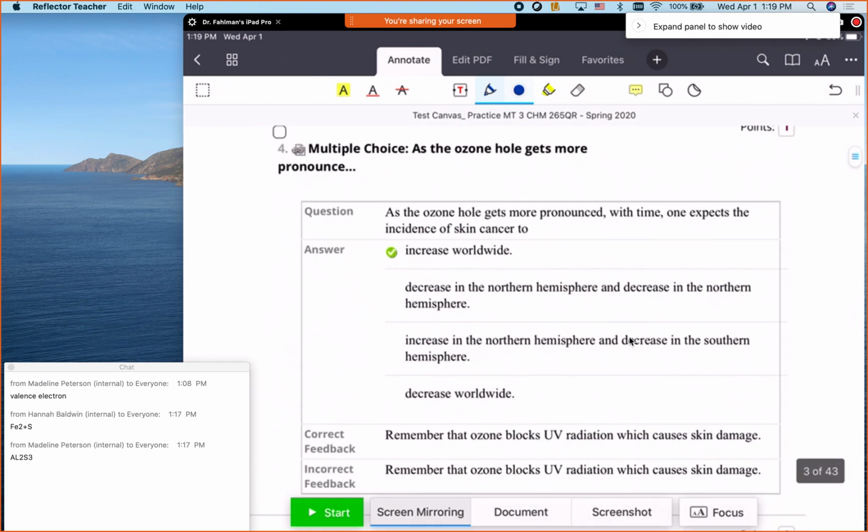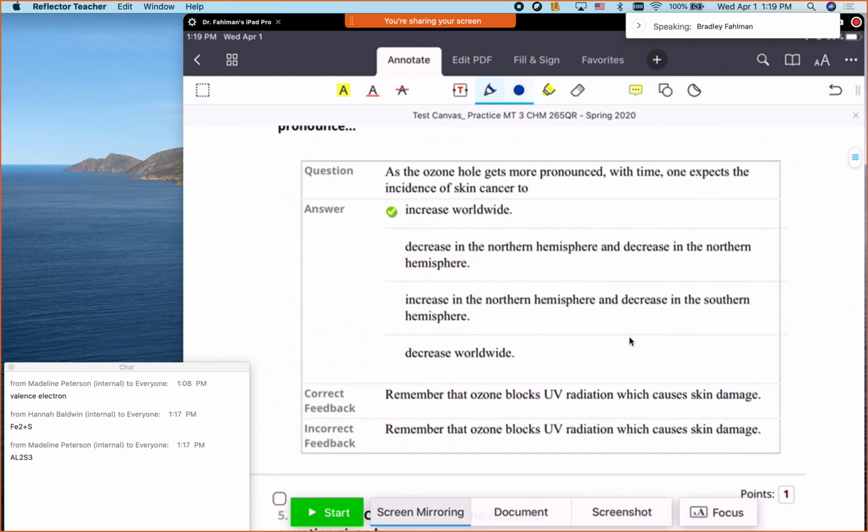This is just from the reading, so I threw in a mixture of these just to again reinforce to read the chapters. So as the ozone hole gets more pronounced, one expects the incidence of skin cancer to increase too, and this is pretty obvious. Okay, so it's going to increase worldwide.